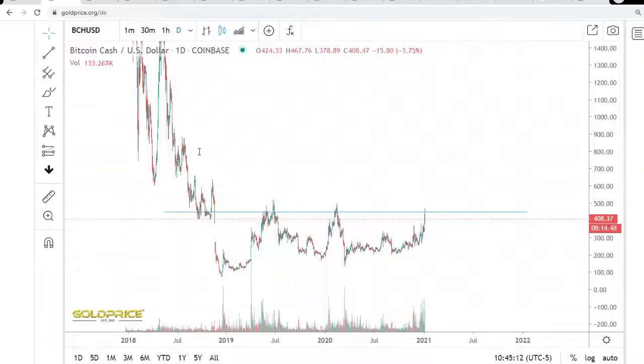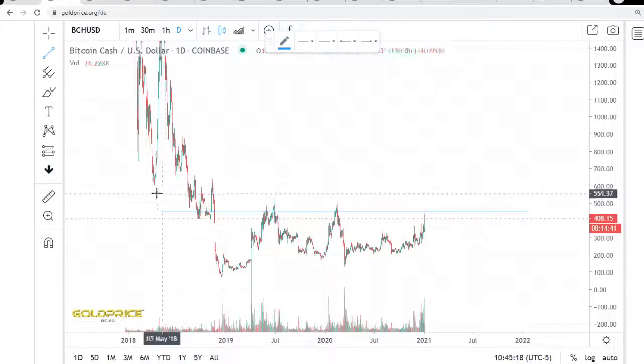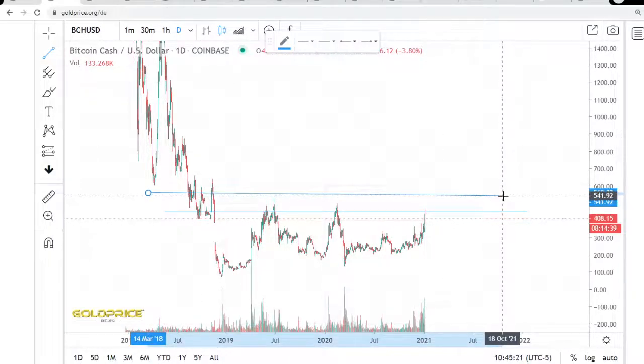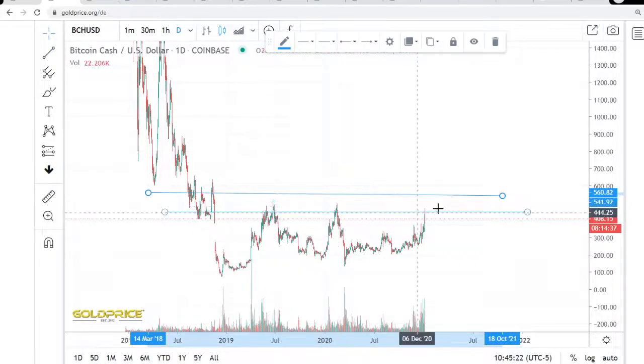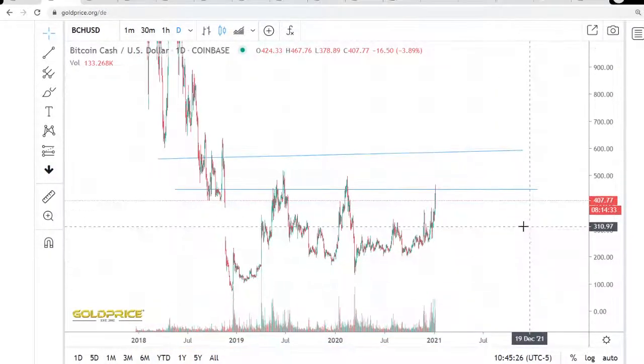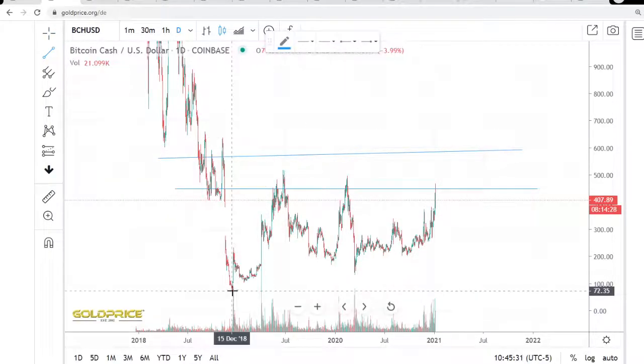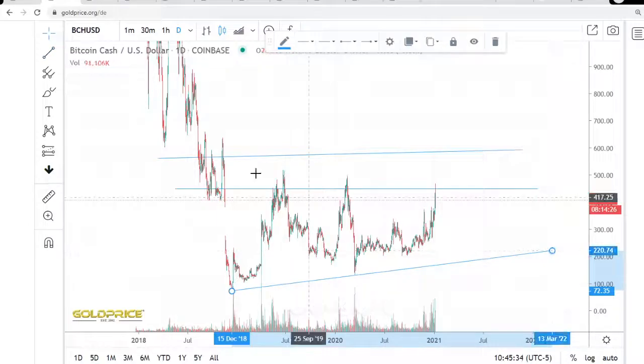Let's look at Bitcoin Cash. You see the wonderful rising of this chart. You see we have here trend lines, resistance lines, and we're touching this one time, two times, three times. And now the big question is, will we go to the top side or will we go to the downside? We have a support line at this area.